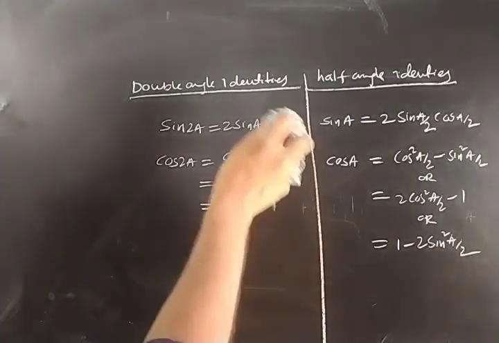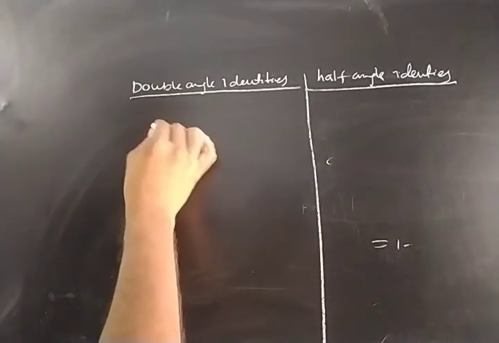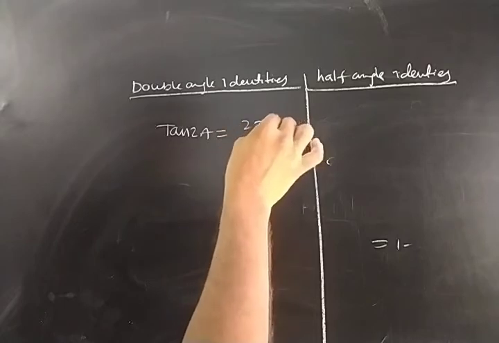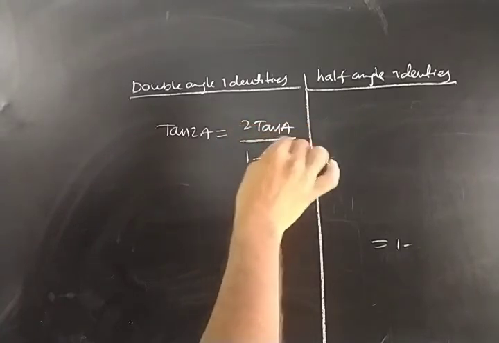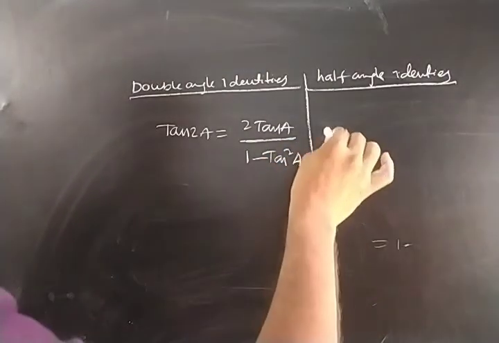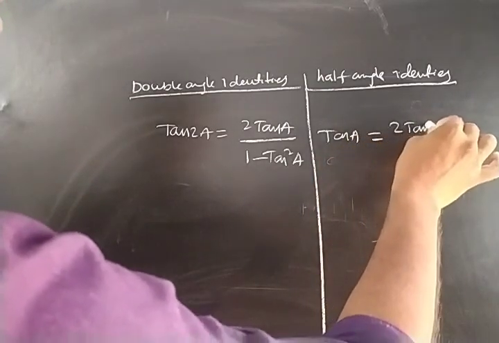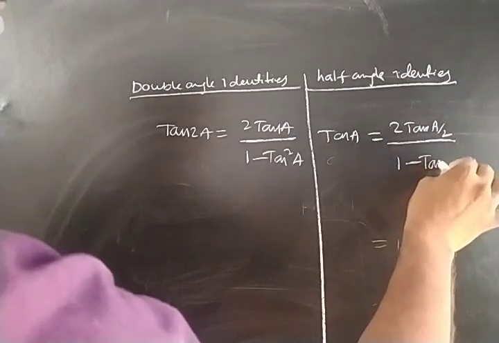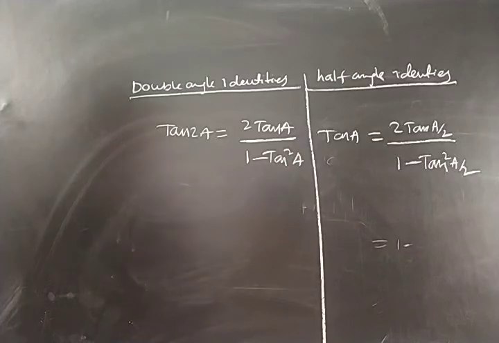Next, tan 2A. What is the tan 2A formula? 2 tan A by 1 minus tan square A. Again I am dividing the angle by 2. On the left hand side you will get tan A, and on the right hand side 2 tan A by 2 by 1 minus tan square A by 2.